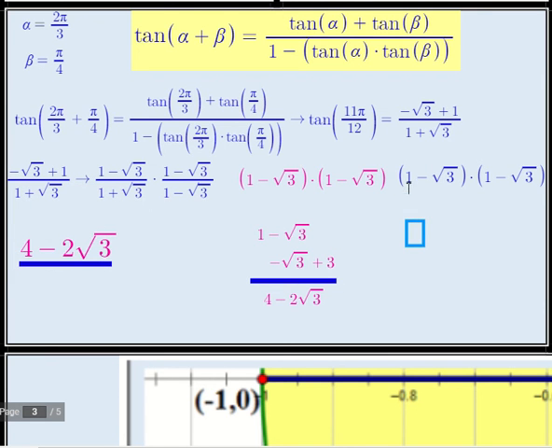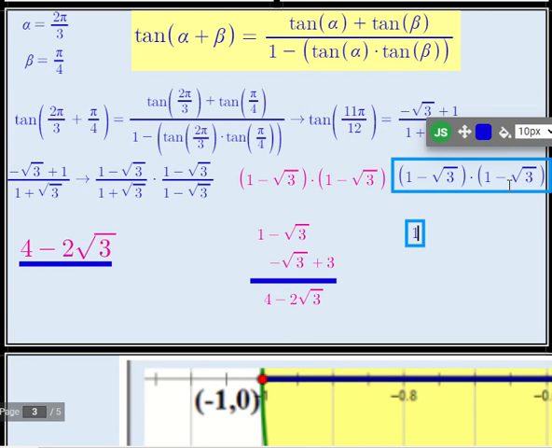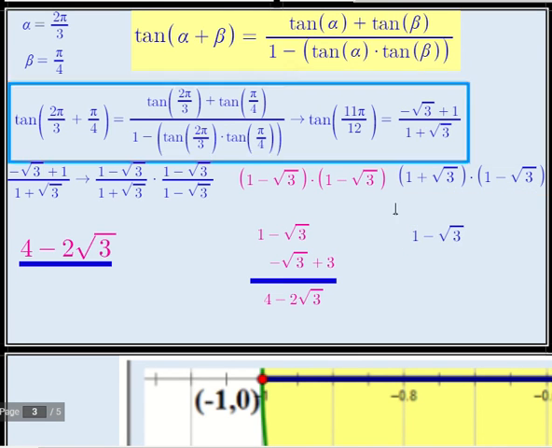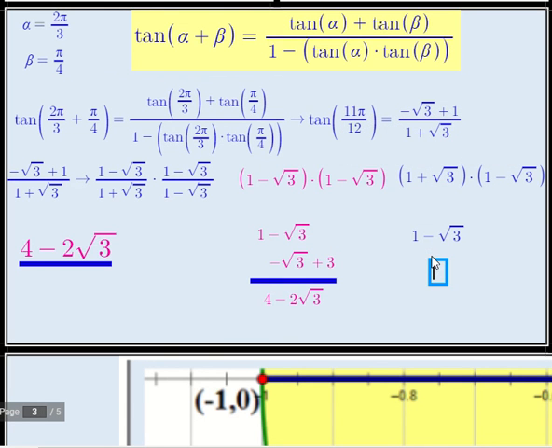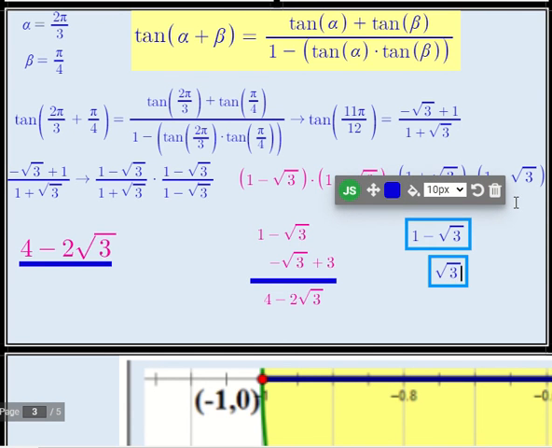Now for the denominator, 1 times 1 is just 1. 1 times negative radical 3 is negative radical 3. But for this side, we have radical 3 times 1, which is positive radical 3. And then radical 3 times negative radical 3 is negative 3.